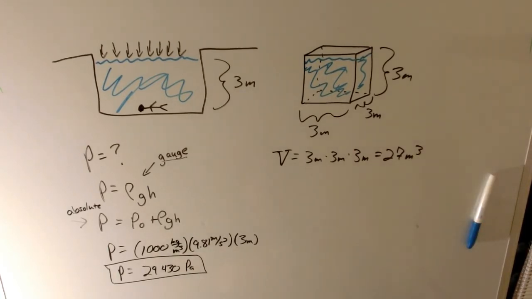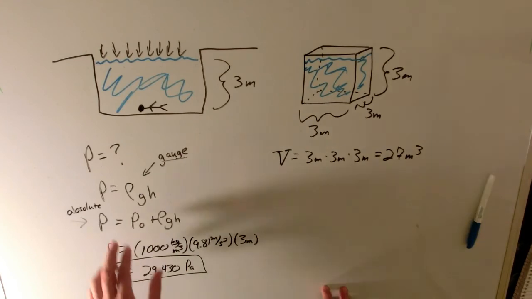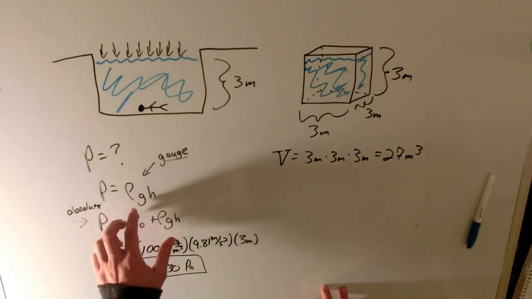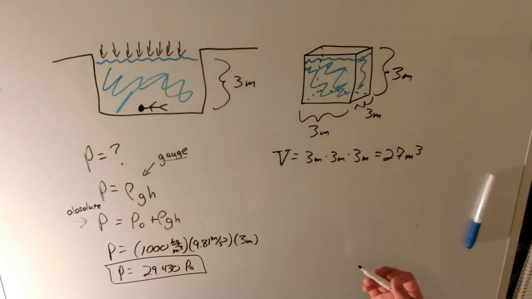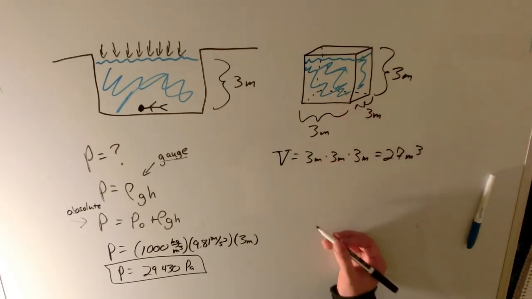And what I'm going to do is show you a relationship on where this type of equation comes from, why we can just find the pressure at the bottom to be rho g h. What we're going to do is look at a whole body of water in a volume that we're familiar with. So we know this total volume of water that we have there.